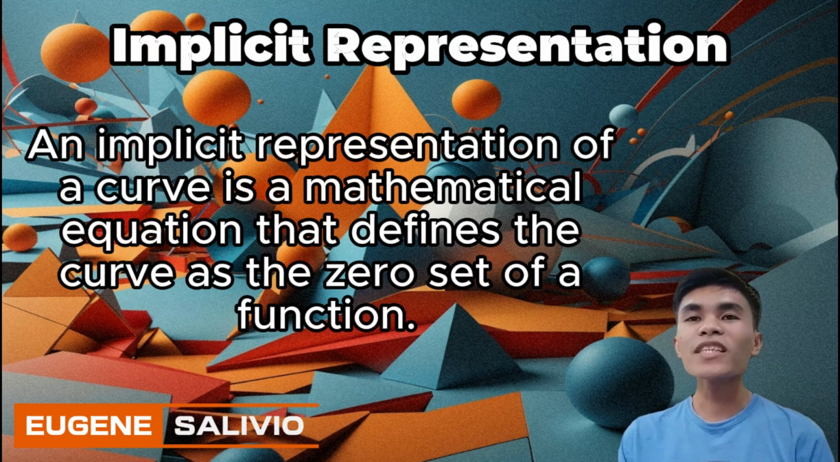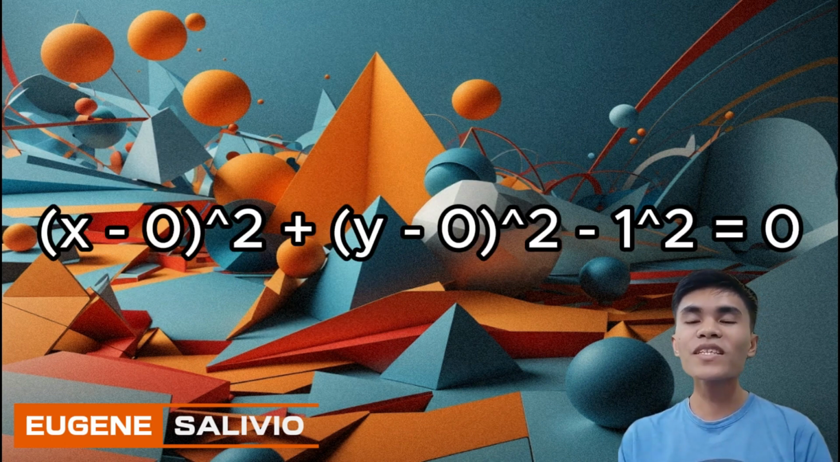Number 2, implicit representation. In implicit representation, the curve is defined by an equation that does not explicitly define the curve's coordinates. For example, the following implicit equation defines the same circle as the above explicit representation.